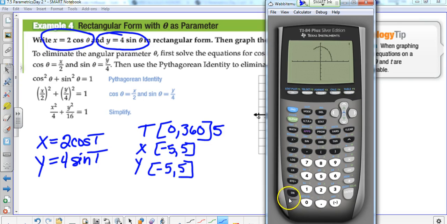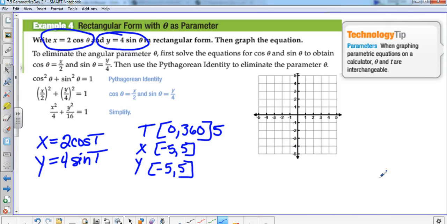All right? Does that help you understand a little bit better what the t-step is doing? It's how often the calculator is calculating and plotting those. All right. Before I try to explain how we eliminate t on this, let's sketch it.